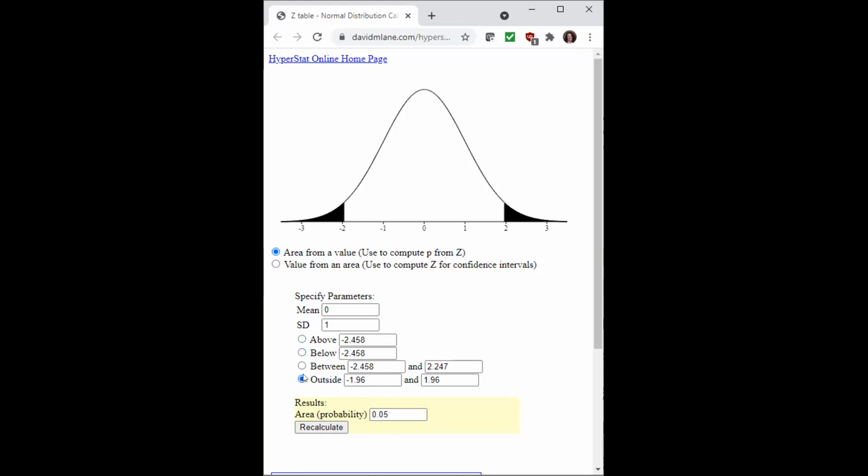The last question was find the probability of x being outside of 50 and 90. So here's the outside option. Our 50 as a z-score turned into negative 2.458, and our 90 as a z-score turned into 2.247. When you click on recalculate, outside gives you those little tiny tail areas, which ends up being 0.0193 or 1.93%. You might need to come back and watch this again. This is new, but once you've seen it a few times, it comes a little easier.